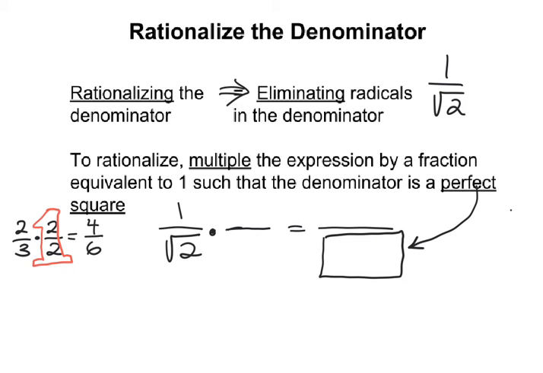And actually, I should clarify that it's the square root of a perfect square, because a square root and a perfect square cancel each other out. So we think about what we can multiply this by so that the number inside becomes a perfect square.